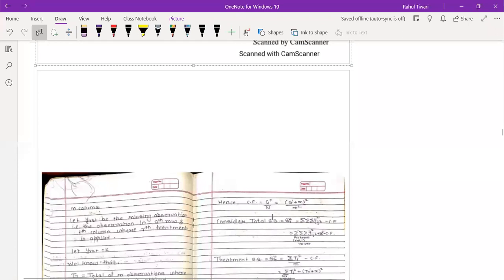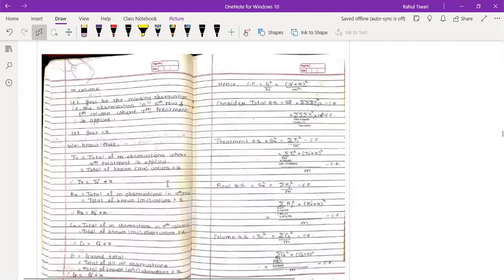Are you able to see this particular screen, which is in 2 pages? Can you see the screen properly? Yes, sir. Okay, okay.